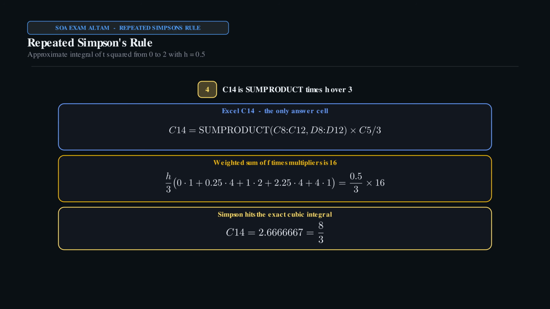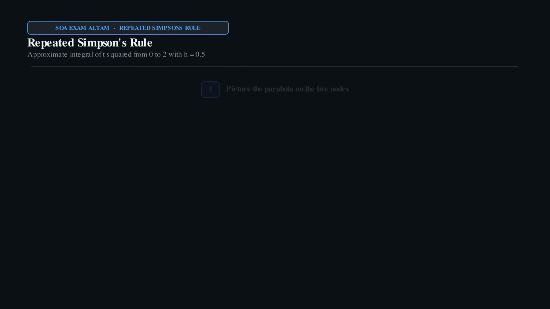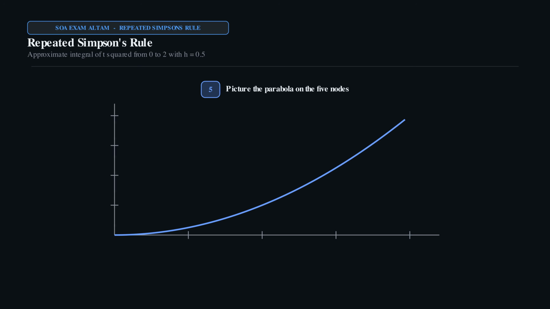Excel stores 2.6667. For a cubic or quadratic, Simpson is exact, so the engine recovers 8/3 with no truncation error. On exam day, type the nodes, square them, drop in the multipliers 1, 4, 2, 4, 1, and multiply by h over 3. This tab is the rebuild recipe for any Simpson quadrature the Excel question throws at you.